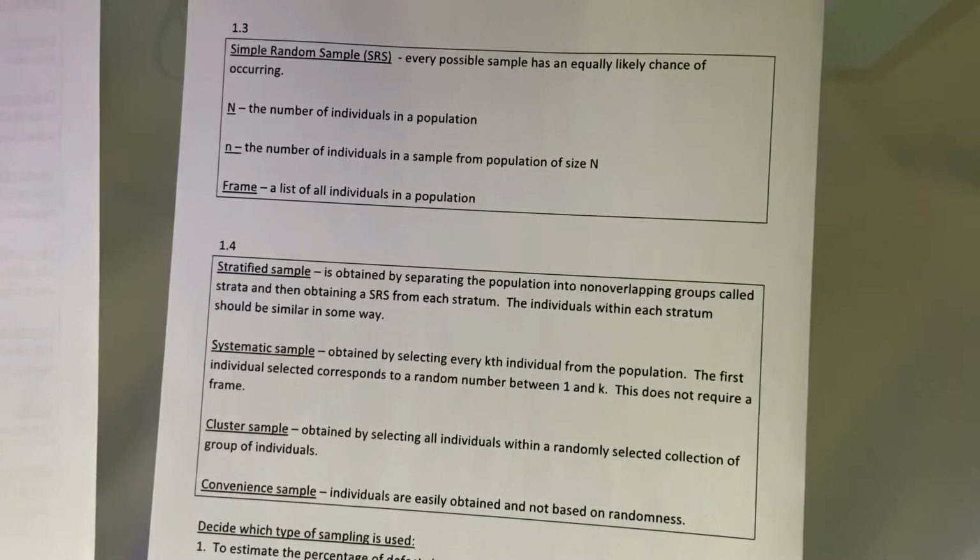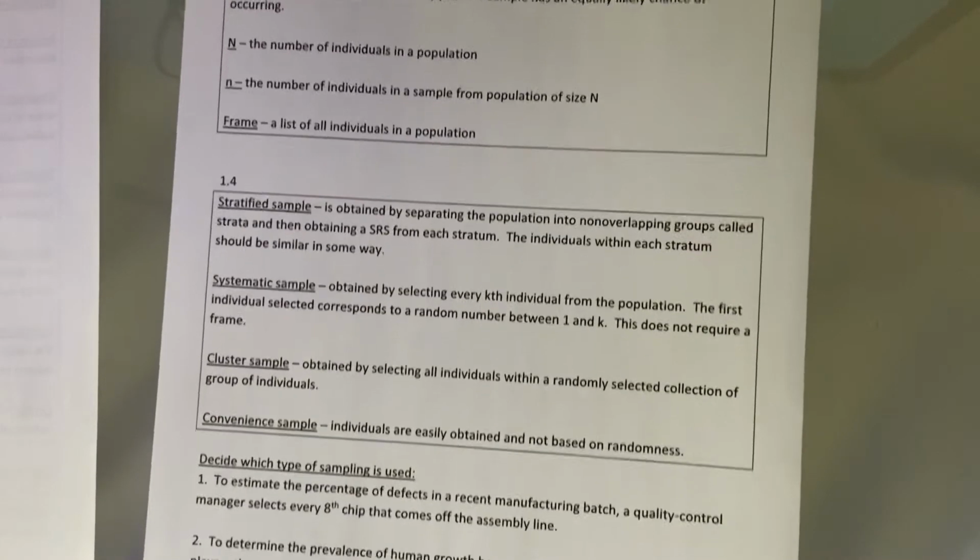Okay, 1.3 talks about sampling. A simple random sample is every member of a population has an equally likely chance of being picked. Big N represents the number of individuals in a population, while little n represents the number in a sample taken from the population. A frame is a list of all individuals in a population. You'll pretty much never make a frame for any population that's significant because it requires too much writing out. And that's all for 1.3, its definitions.